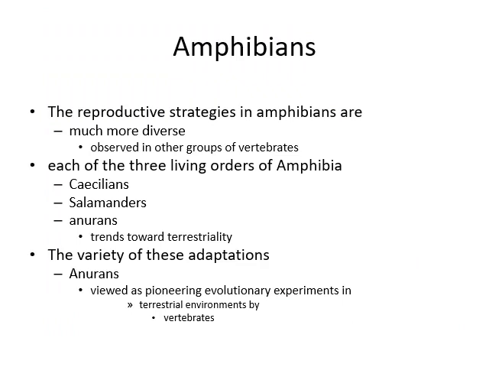Amphibians. The reproductive strategies in amphibians are much more diverse than observed in other groups of vertebrates. Each of the three living orders includes amphibians, salamanders, and anurans, that all trend toward terrestriality, that they want to inhabit the land. The variety of these adaptations in anurans is viewed as pioneering evolutionary experiments in terrestrial environments by the vertebrates. So amphibians were the first vertebrates who came onto the land and they adapted to the land environment, especially anurans, frogs, toads.